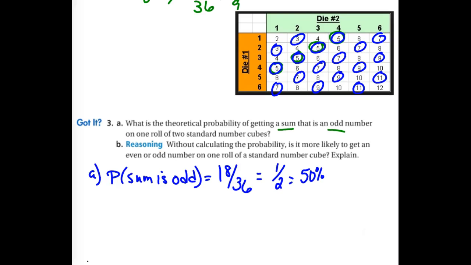Without calculating the probability, is it more likely to get an even or odd number on one roll of 1 die? Okay? I roll 1 die. Is it more likely to get an even or an odd number? Is it a trick question? Why? They're equally likely, right? I had 3 evens and 3 odds. Okay, so they are equally likely.